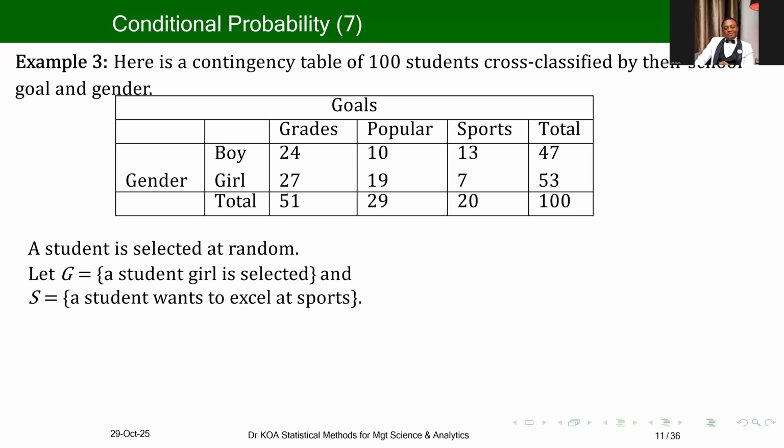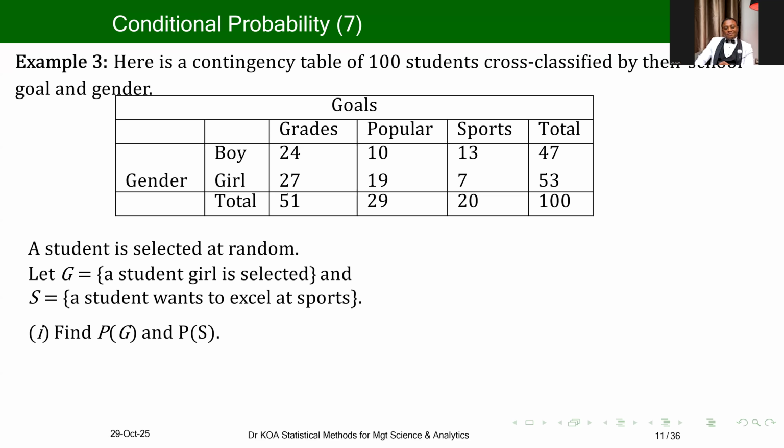What do you think P is representing? The student wants to be popular. A student wants to be popular.